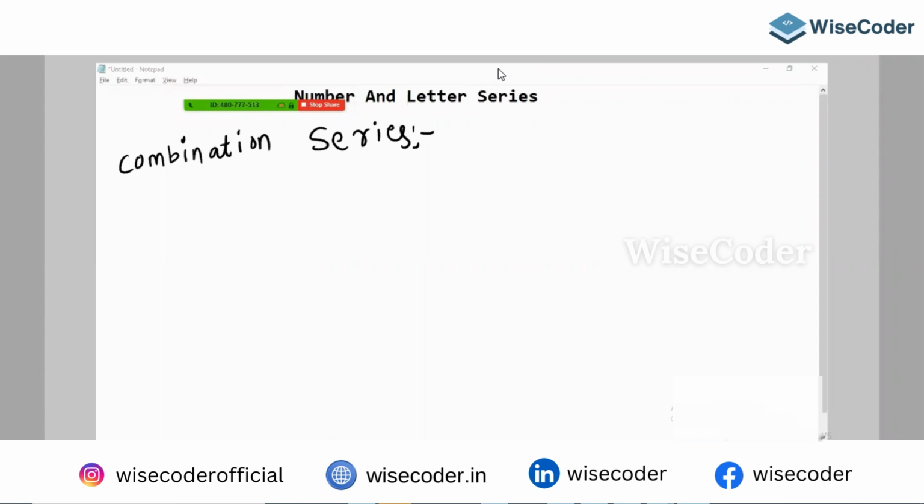Let's look at some examples. Let's consider a series. Let's say this is a series: 2, 6, 10, 3, 9, 13, 4, 12, dash. Here, the first term is 2.